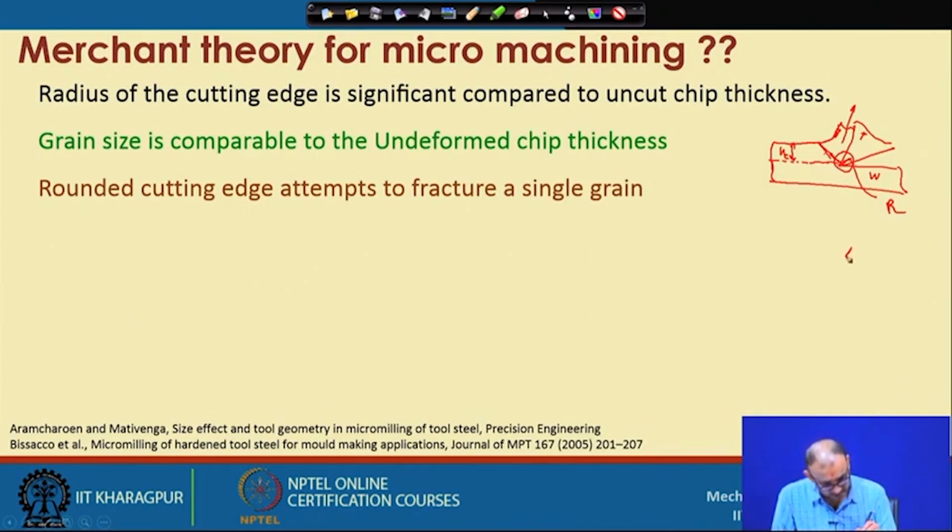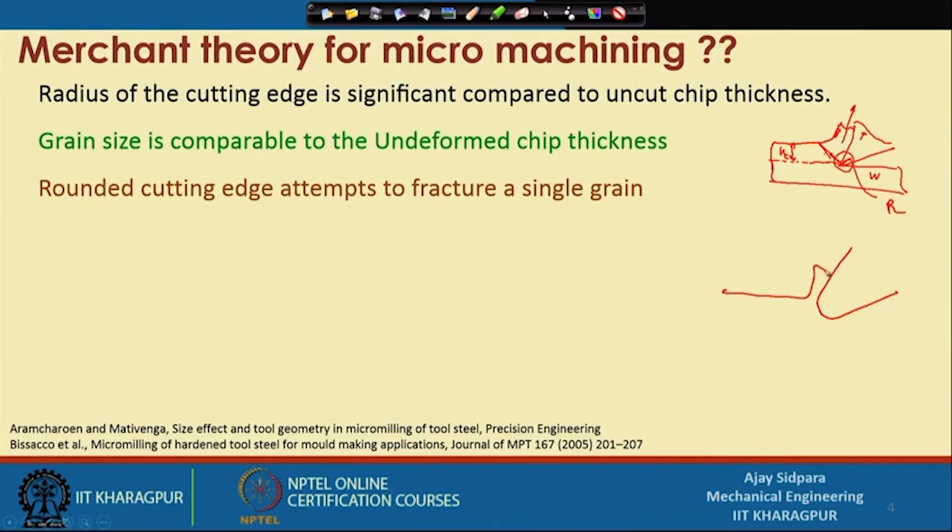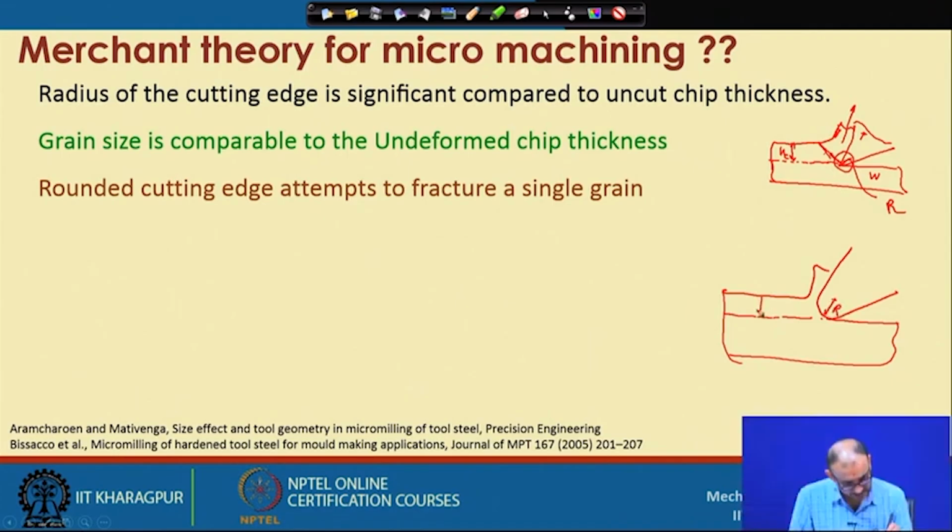So, now let us see the actual case of the cutting tool, and our chip will be something like this. This is the machined surface, this is the bottom part and this is the chip. Now, our R is something like this. This is our R and this is our HC.